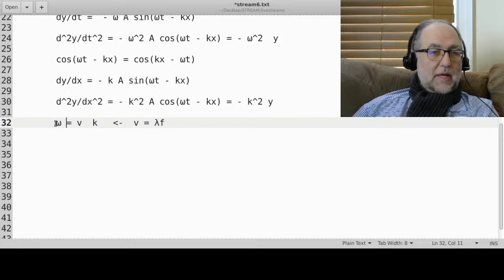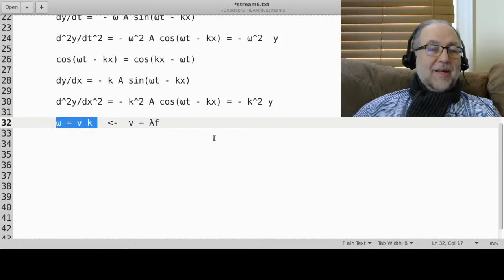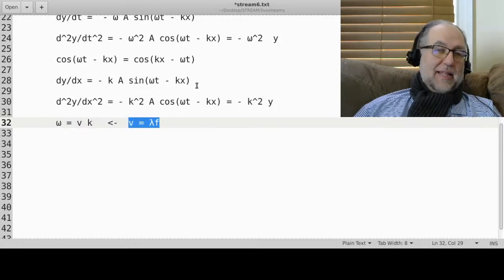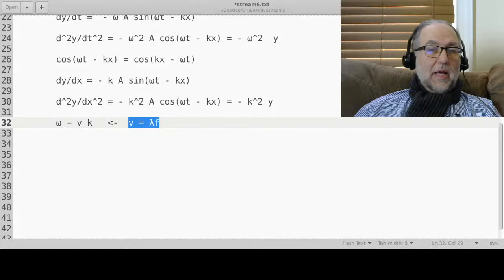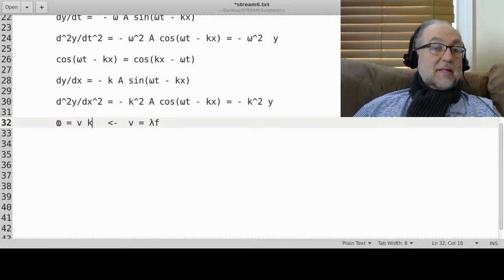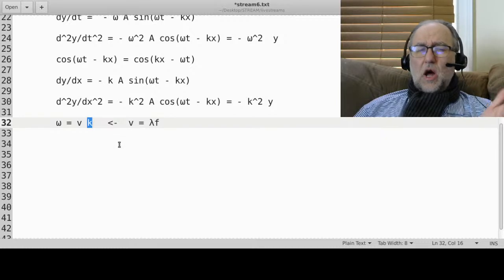This equation here is the angular form. Let me clean it up a bit. This equation here is the angular form of that equation, which is the linear form. Linear meaning in terms of linear quantities, and this one in terms of angular quantities. Omega is an angular quantity, it's an angular velocity, and k is called a wave number, but it's kind of like an angular reciprocal wavelength.